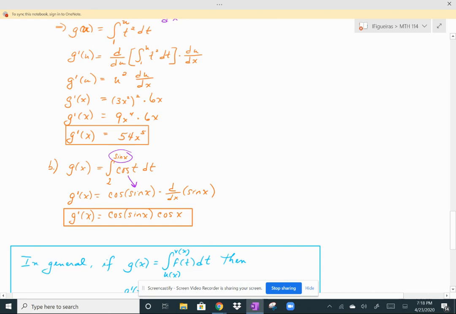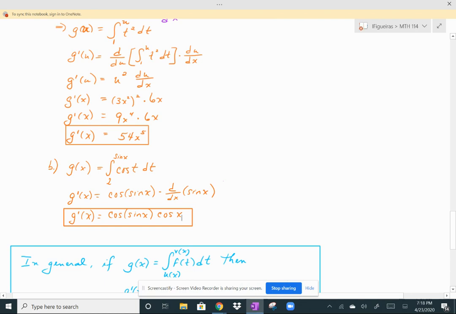Replace the t with whatever's in the limit, times the derivative of the limit, the function that's in the limit, the derivative of sine of x. Well, the derivative of sine of x is cosine x, so your answer is g prime of x equals cosine of sine of x times cosine of x. And you cannot combine those cosines, their inputs are different.